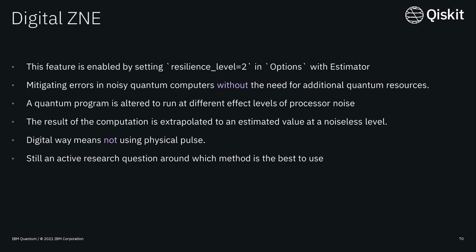Lastly, it is about the digital ZNE method. Digital ZNE can be activated by setting the resilience level as 2 in the options for the estimator. And this method does not use any additional quantum resources, and a quantum program is altered to run at different noise levels of the processor. Here we call this digital since we are not using physical pulses for the mitigation. And this is a very active research field for finding out what the best method to use is.